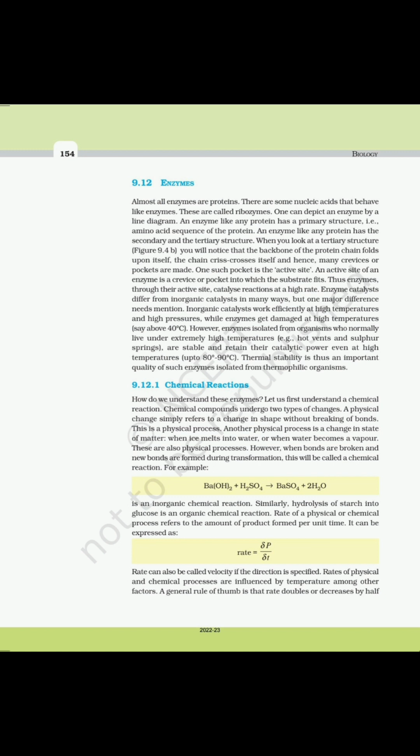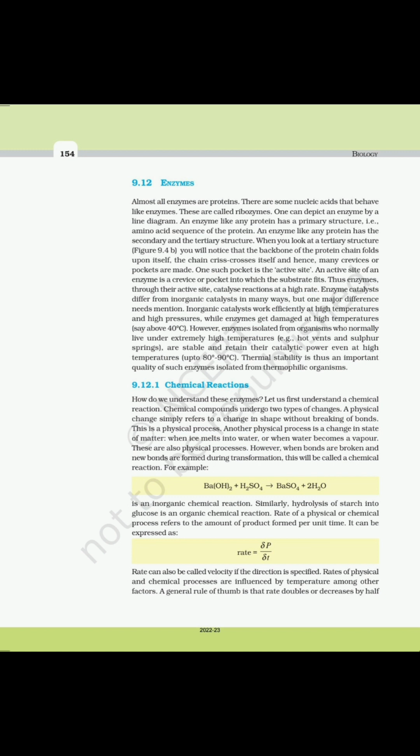However, when bonds are broken and new bonds are formed during transformation, this will be called a chemical reaction. For example, BaO2 + H2SO4 → BaSO4 + 2H2O is an inorganic chemical reaction. Similarly, hydrolysis of starch into glucose is an organic chemical reaction. Rate of a physical or chemical process refers to the amount of product formed per unit time. It can be expressed as rate equals P divided by t. Rate can also be called velocity if the direction is specified.